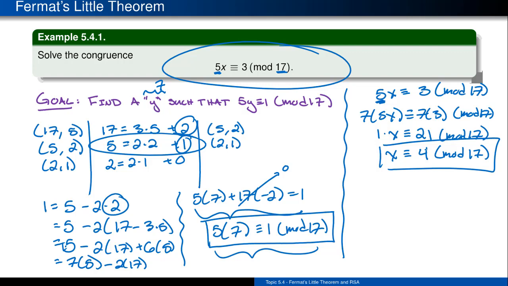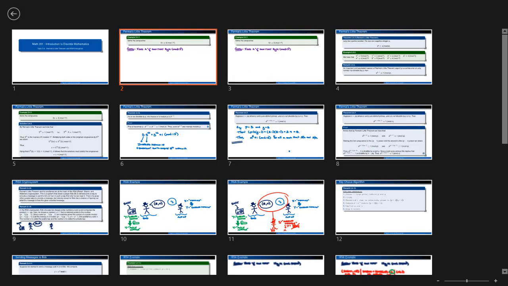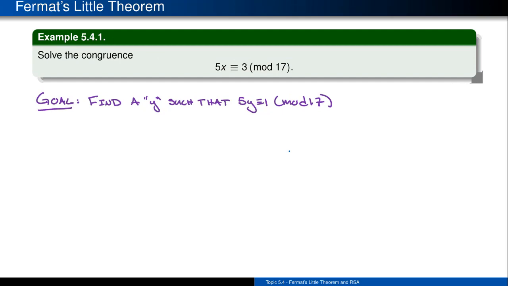Okay, so that's one way of attacking that. That's the classic first version that we saw back at the beginning of this topic. What I'm going to do now is chat about another version of solving this. Basically, the question boils down to whether I have another way of finding this special y that's going to get rid of that 5. So I want to find the inverse of 5 modulo 17.